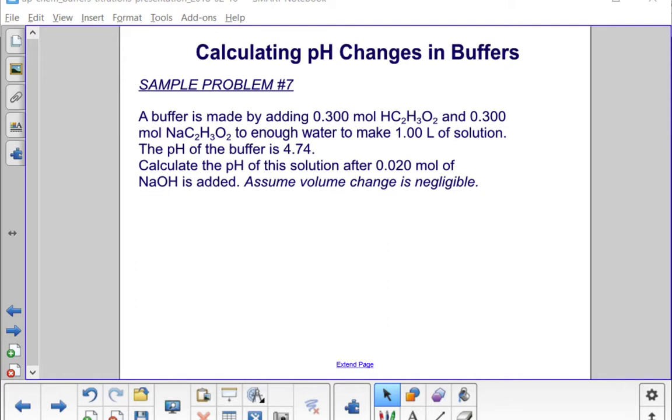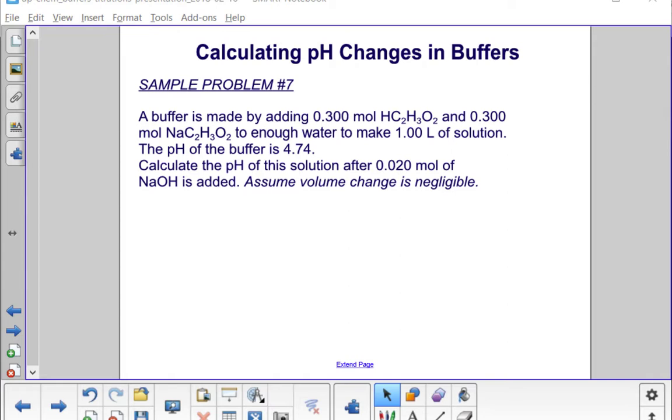A buffer is made by adding 0.300 moles of HC2H3O2 and 0.300 moles of NaC2H3O2 to enough water to make 1 liter of solution. The pH of the buffer is 4.74. Calculate the pH of this solution after 0.020 moles of strong base NaOH is added.